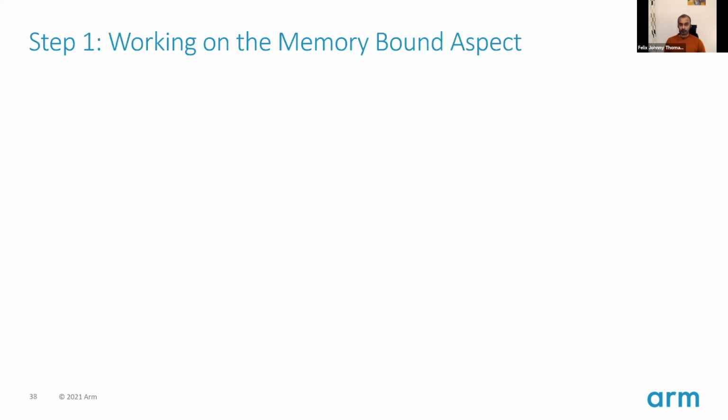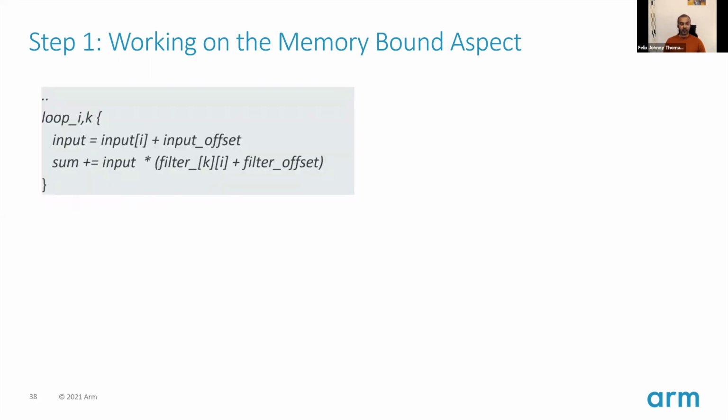First, we talked about the cycle bound and memory bound aspects. Let's take the memory bound aspect and apply that to this use case. So the code loop looks something like this. You have an input to which you add a fixed offset, and then you have your filter elements to which you add a filter offset as well, and then you do a multiply accumulate operation on them.